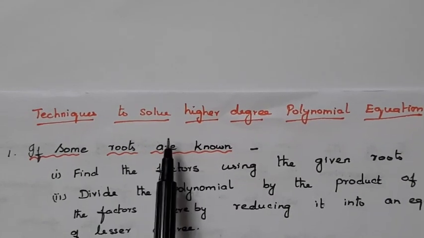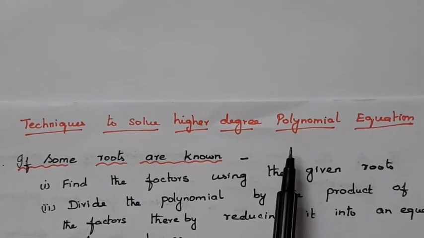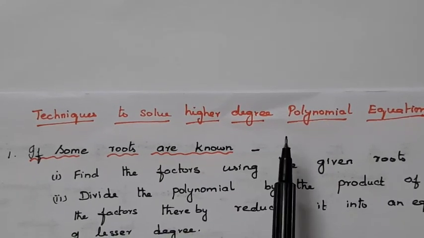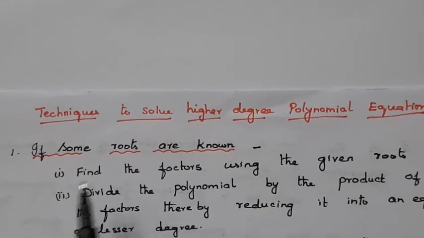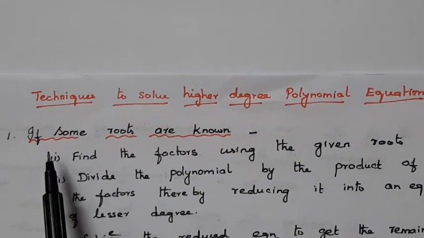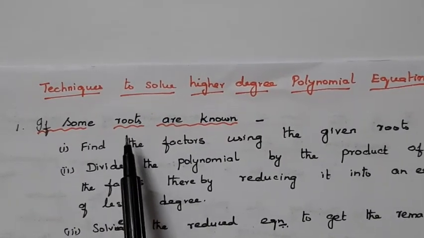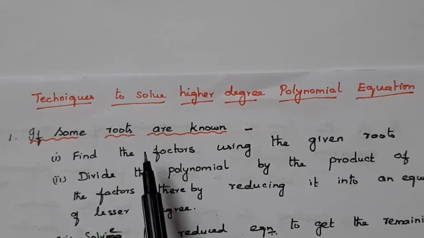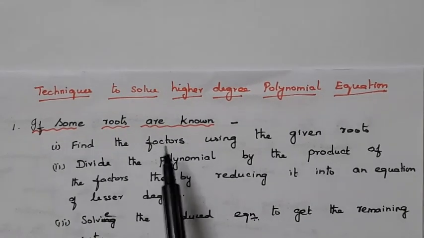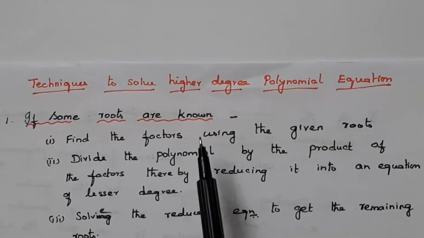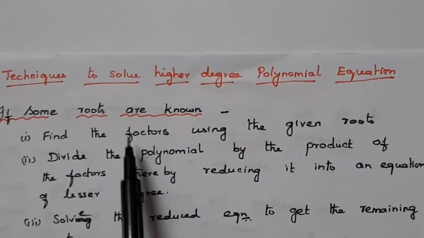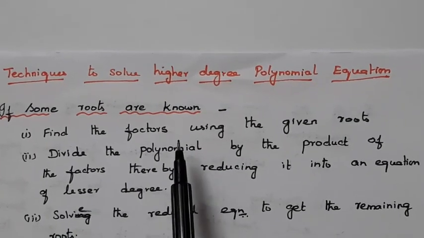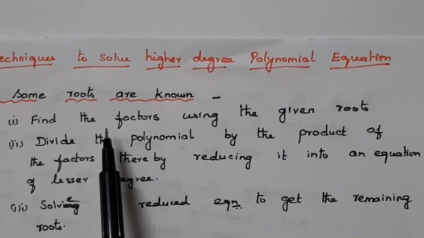Let us see some techniques to solve polynomial equations other than quadratic equations. For some polynomial equations of higher degree, let us see some techniques to get the solution. The first one is, if some roots of the equation are known, whether imaginary, irrational or real, then how do we find the other roots? Using the roots, let us find the factors. For example, if 7 is a root of the equation, then x minus 7 would be a factor. Like that, using the roots, find the factors.